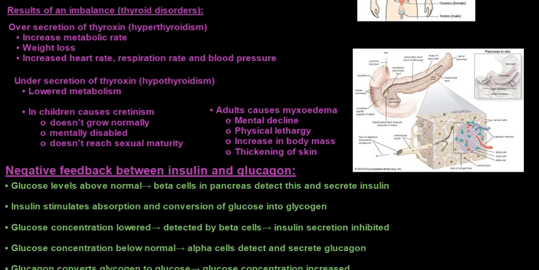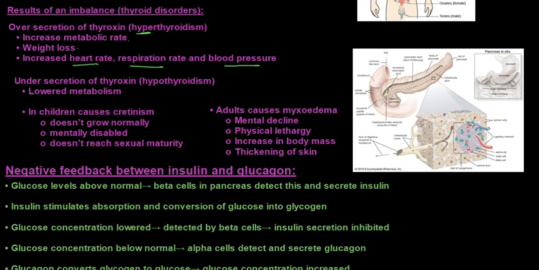What will happen if there's an imbalance? Specifically, you'll get quite a few thyroid disorders. You'll get hyperthyroidism and hypothyroidism. When there's an oversecretion of thyroxine, you'll get hyperthyroidism. And what happens when you have that? There will be an increase in the metabolic rate, which means there will be some weight loss. There's also an increase in heart rate, respiration rate, and blood pressure.